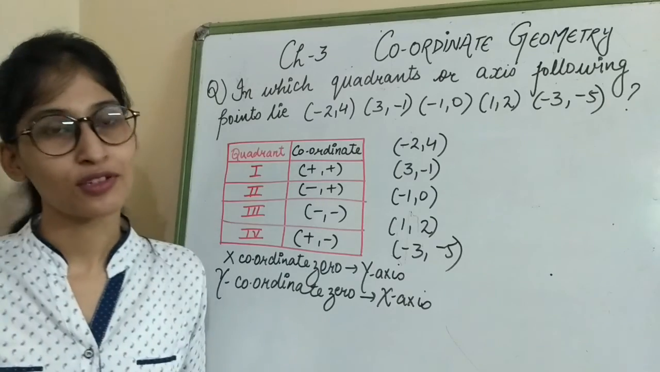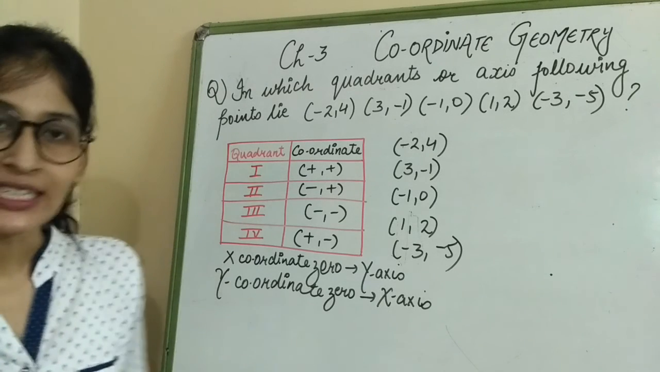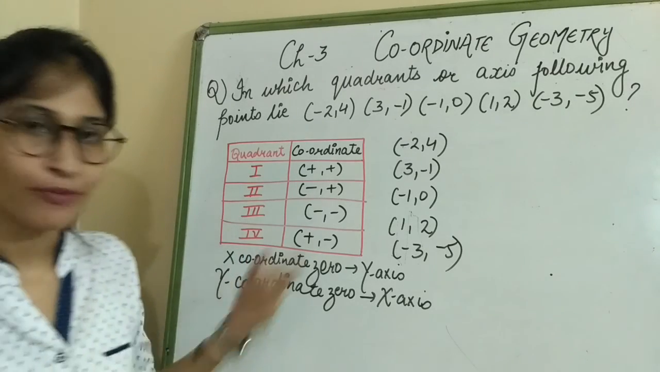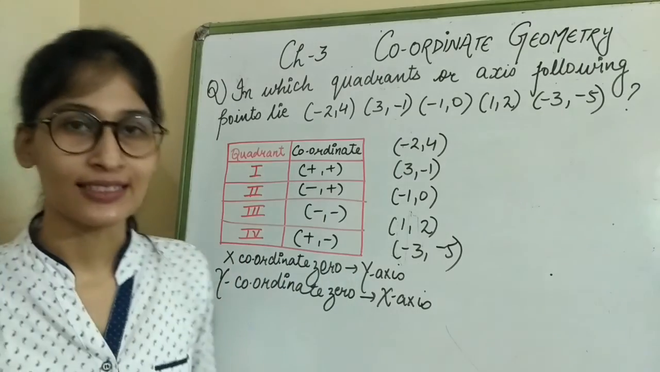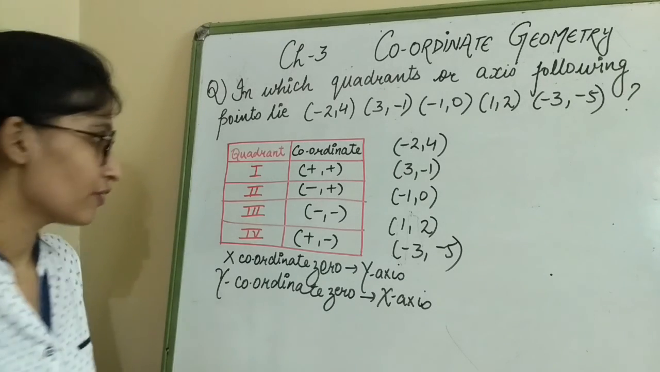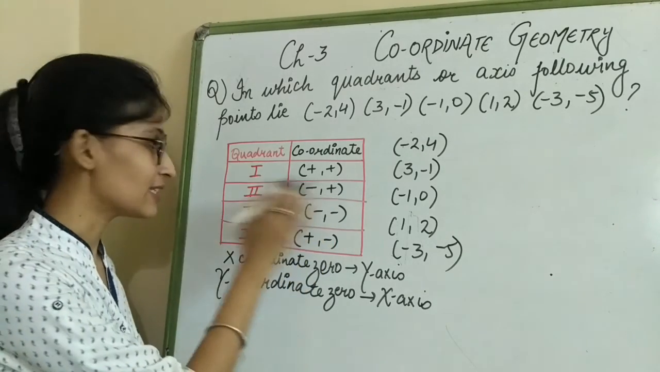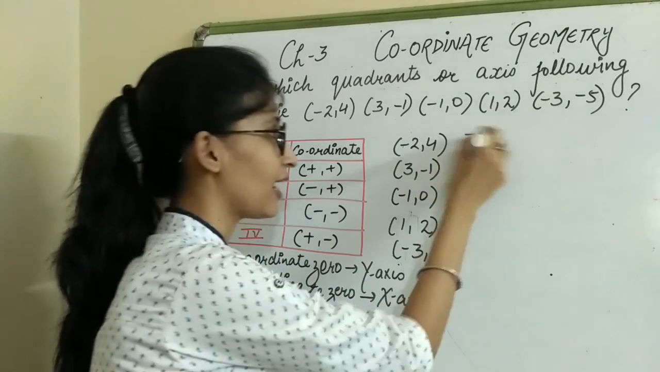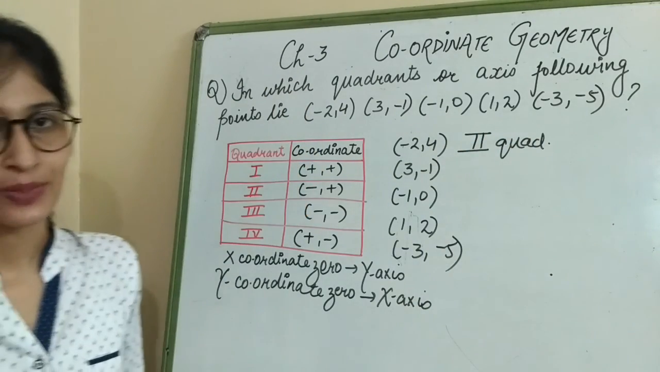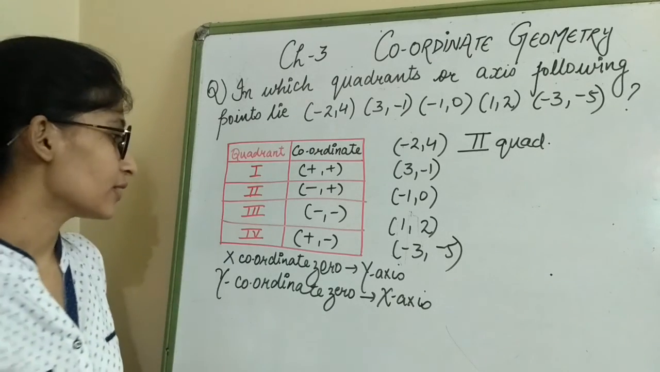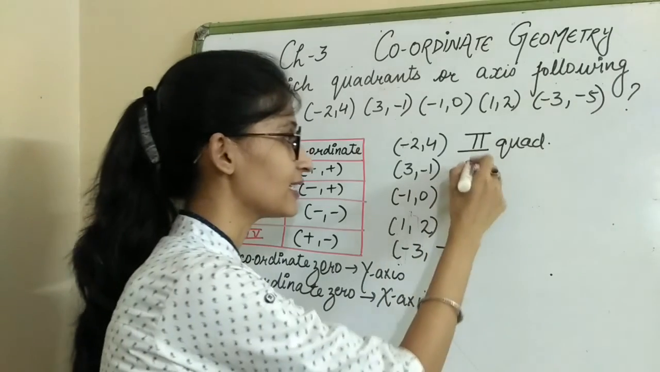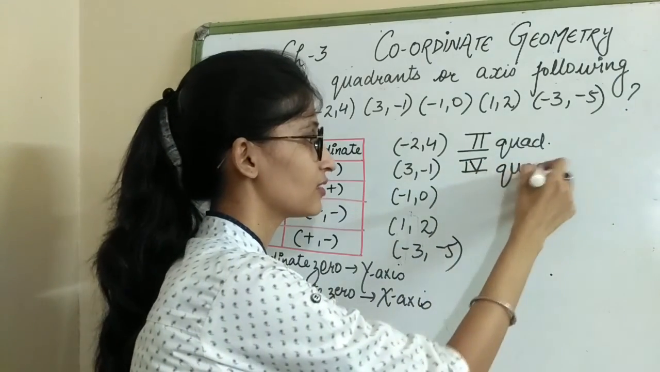In which quadrant or the axis do the following points lie? We have already discussed the quadrants and the signs of the coordinates lying in that. Based on that, I have prepared a table here. My first coordinate is -2, 4. X coordinate is negative and y coordinate is positive. X negative and y positive is in second quadrant. So this point will be lying in the second quadrant. Next, 3, -1. X is positive and y is negative. X positive, y negative is the case for the fourth quadrant. So this point will be lying in the fourth quadrant.